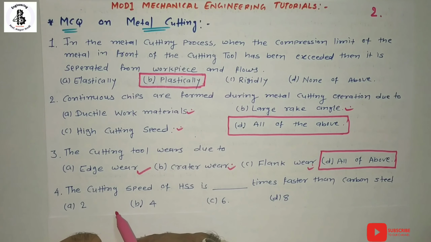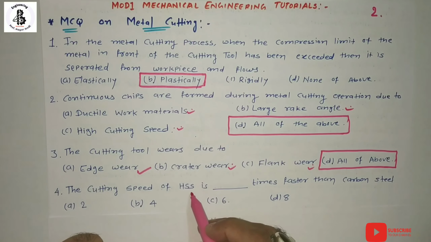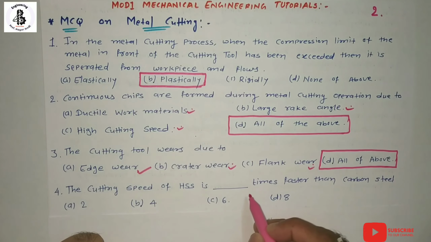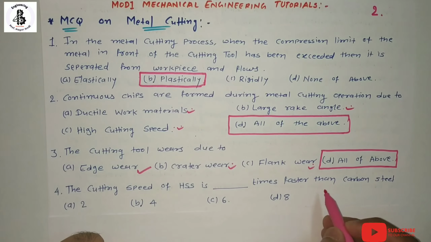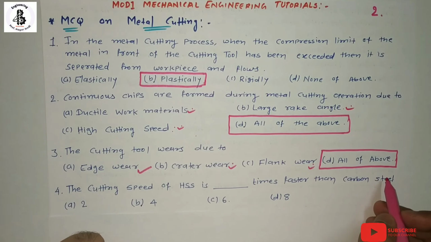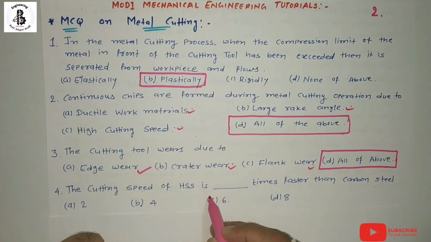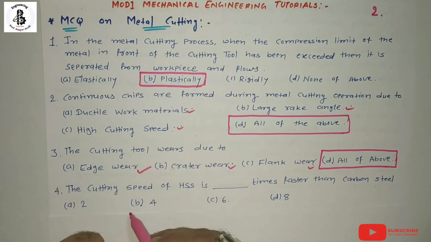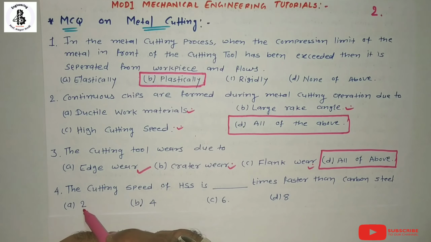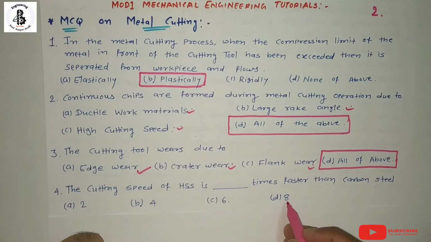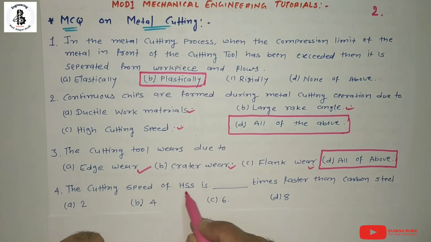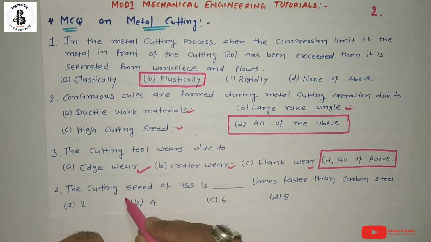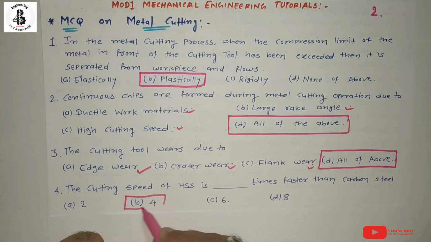So question number four: the cutting speed of HSS, high speed steel, is how many times faster than carbon steel? Basically, high speed steel is 4 times faster than carbon steel. Here the options are 2 times, 4 times, 6 times, and 8 times. So for high speed steel, it is always 4 times faster than carbon steel. So for this question, the answer is 4.